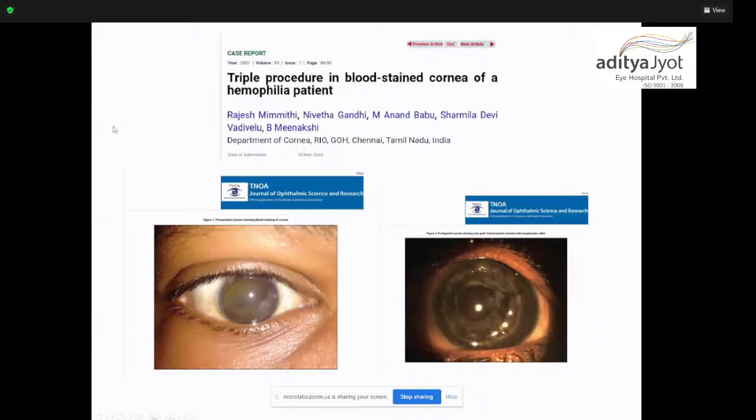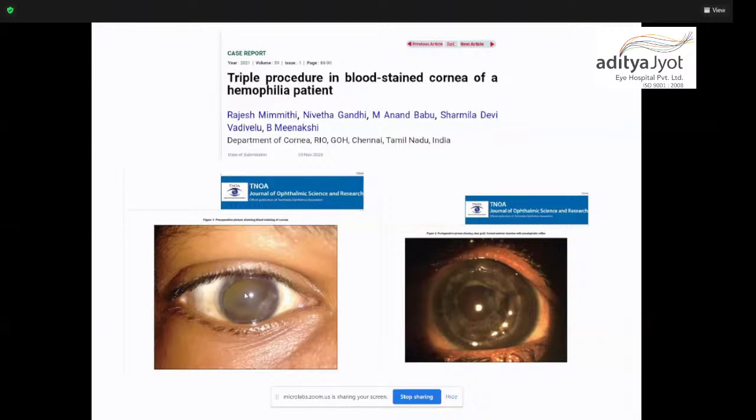So this again is a case of a hemophilia patient who had blood staining of the cornea due to trivial trauma. One important thing that we have to pay attention to is the intraocular pressure. In these cases, intraocular pressure can be measured with an IOP tonometer. If it is 35 millimeter mercury or above 50 millimeter mercury, then you have to do a paracentesis, because in blunt injuries, glaucomas can cause the blood staining of cornea.